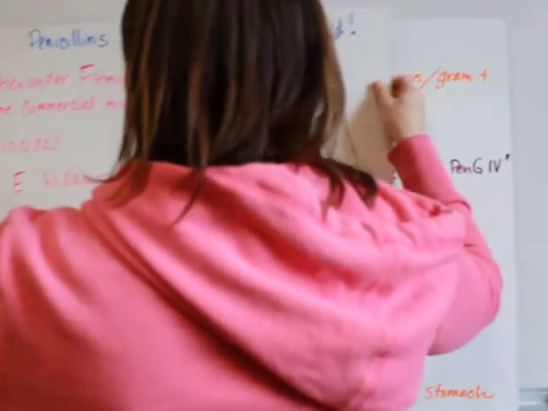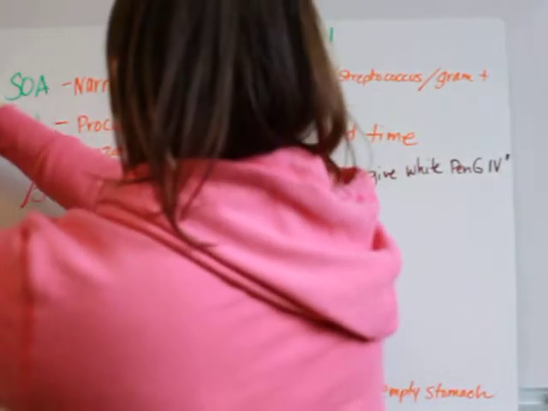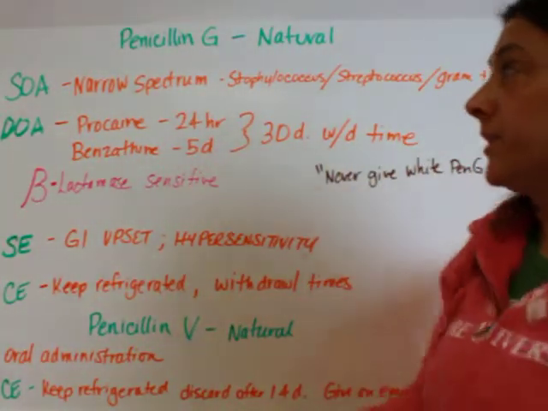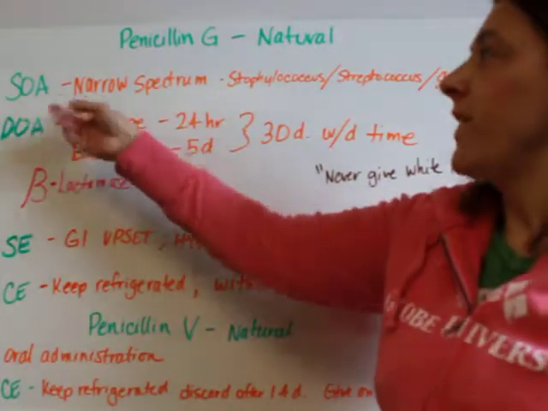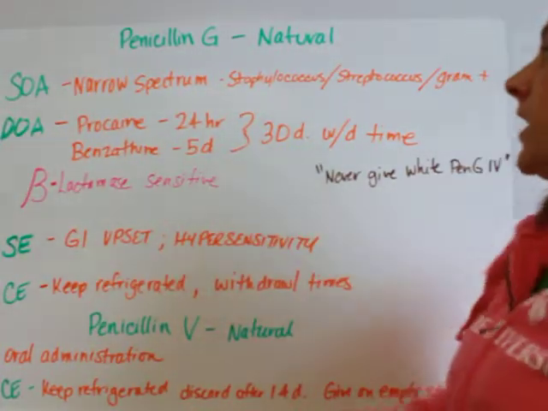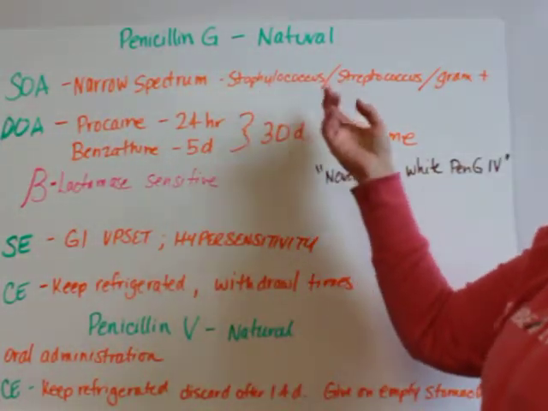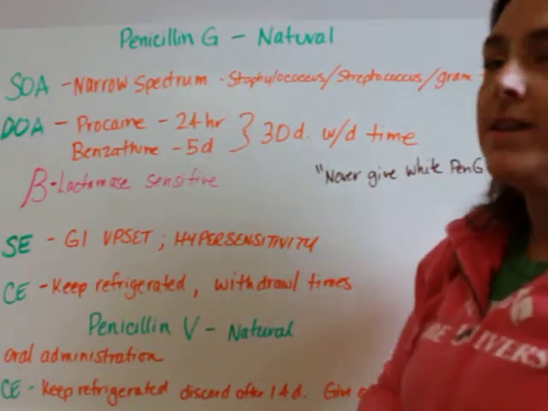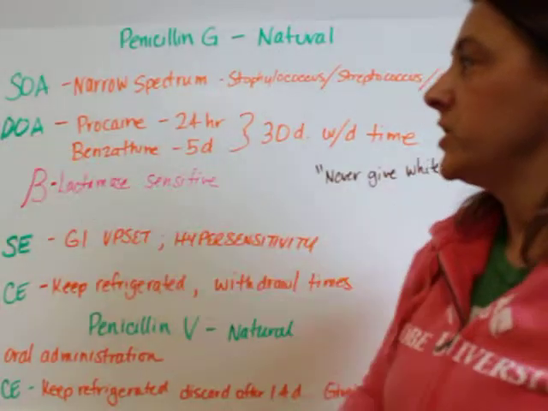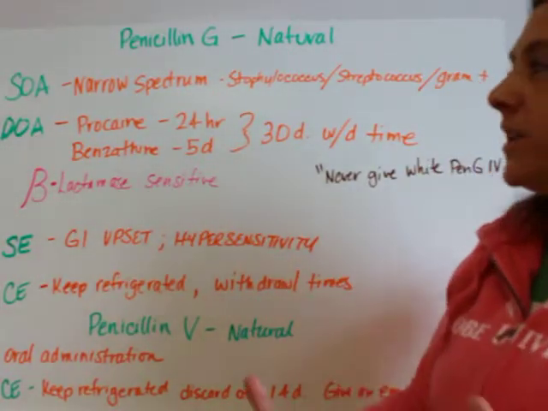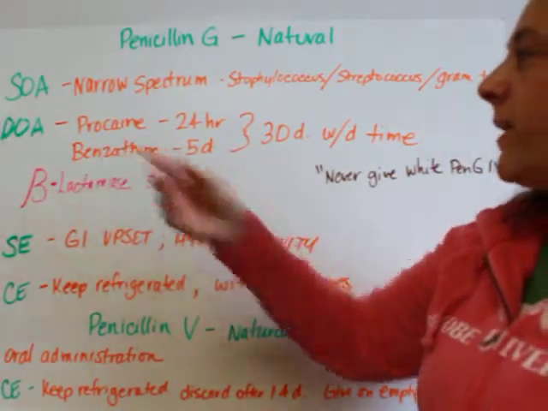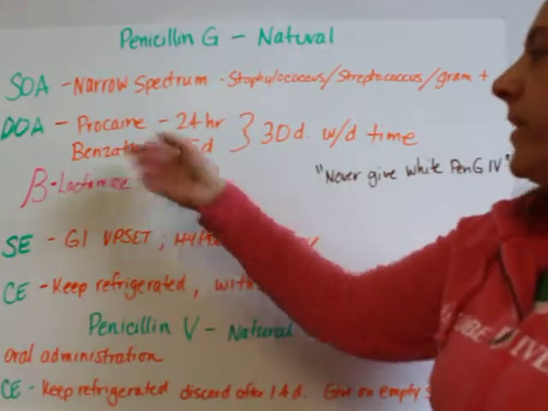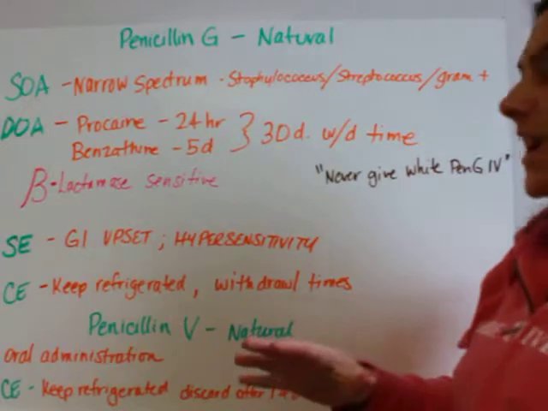So let's talk about the first type, which is Pen-G. And this is a natural type of penicillin. Its spectrum of action is narrow, okay, and it can treat Staphylococcus, Streptococcus, and Gram-positive. Okay, it has its DOA, or its duration of action. There's 2 types of Pen-G. There's procaine and there's bethazine. And procaine lasts about 24 hours, and bethazine lasts about 5 days.